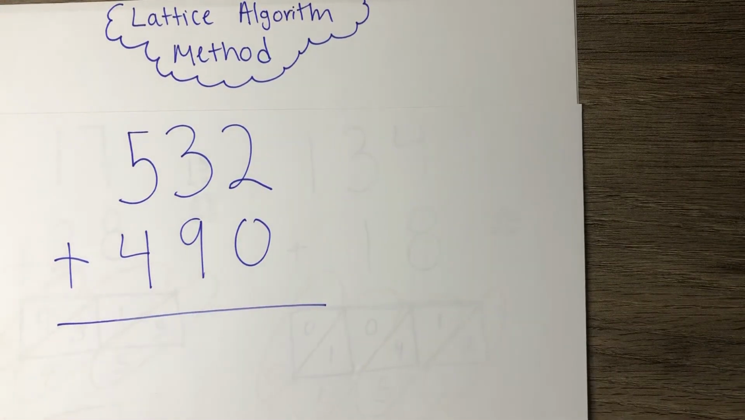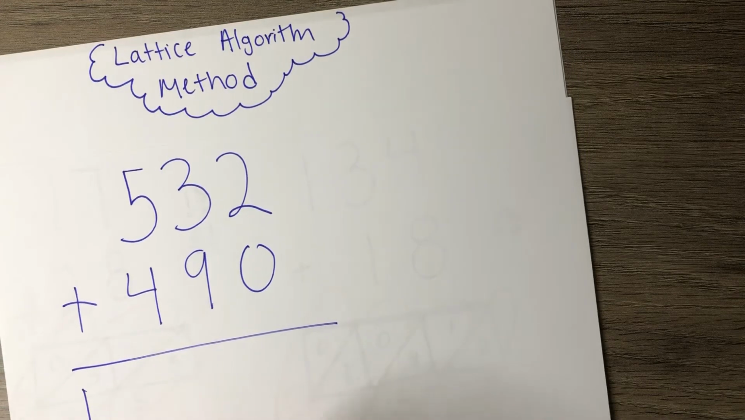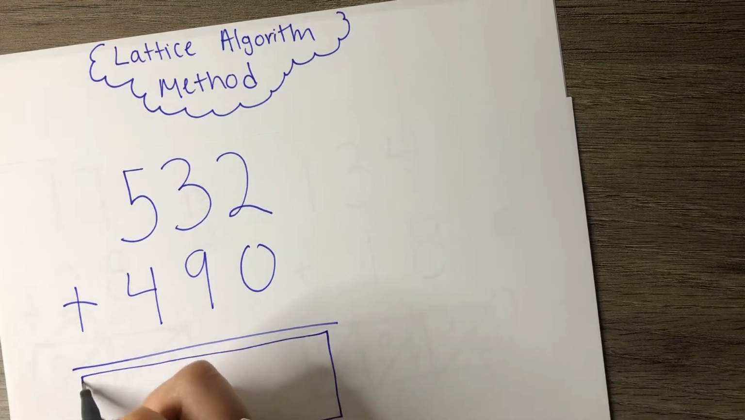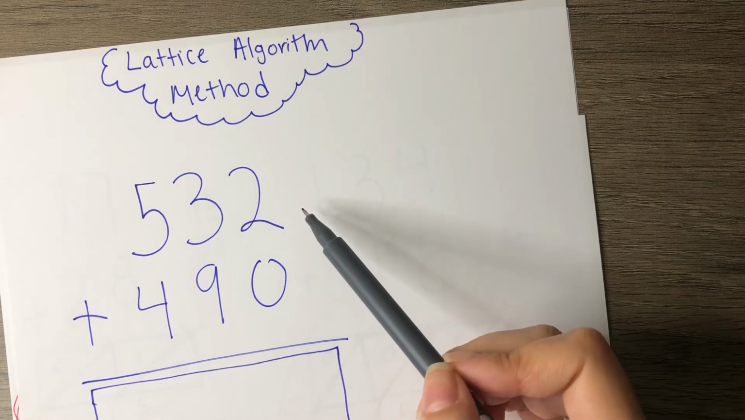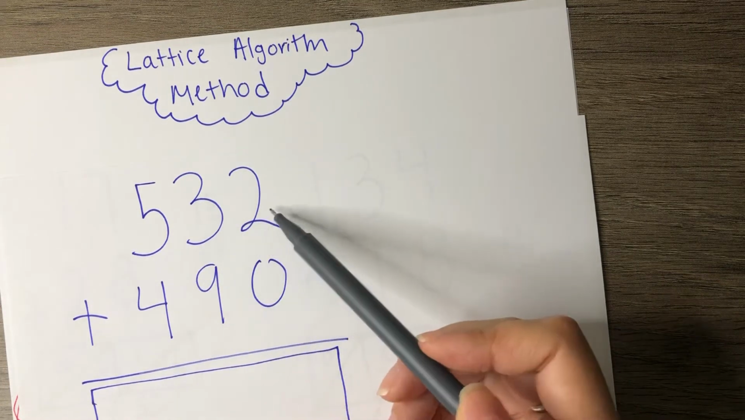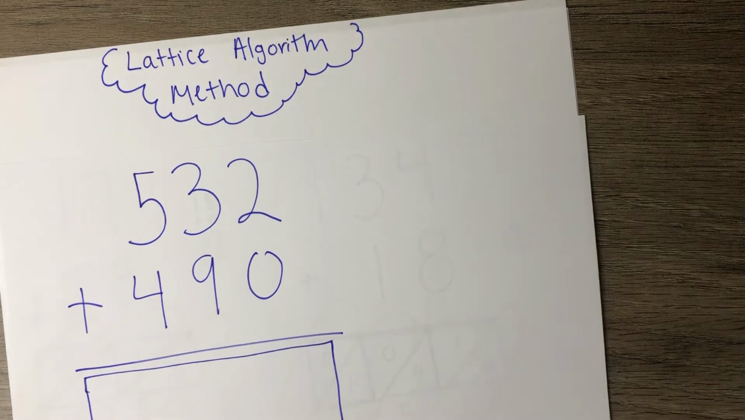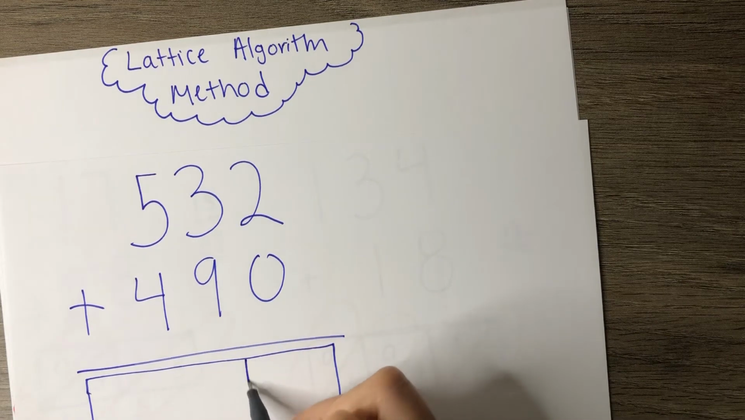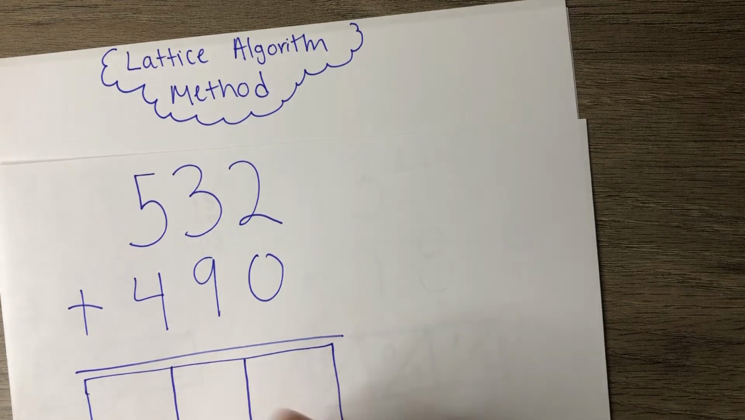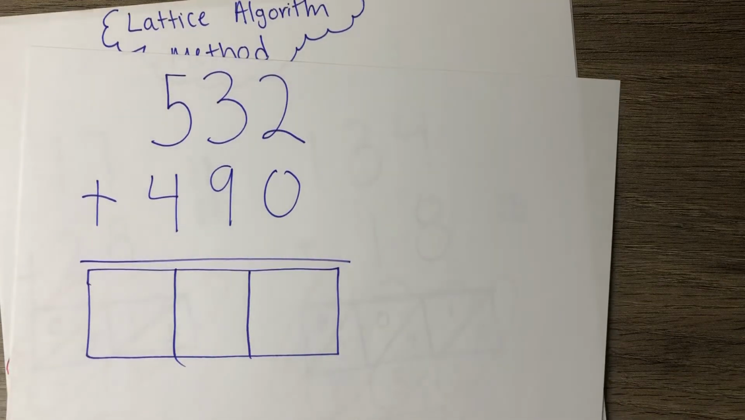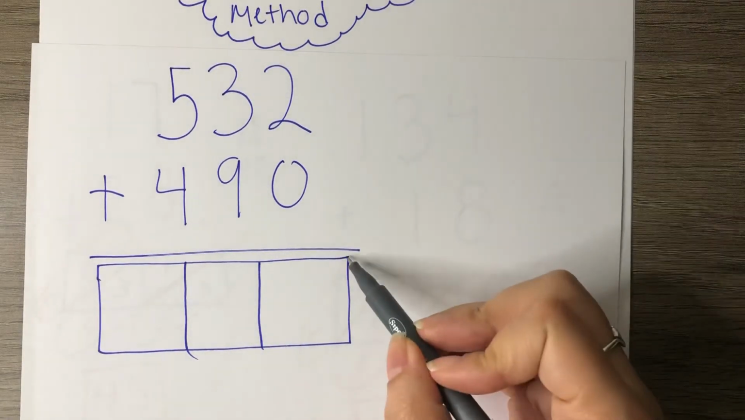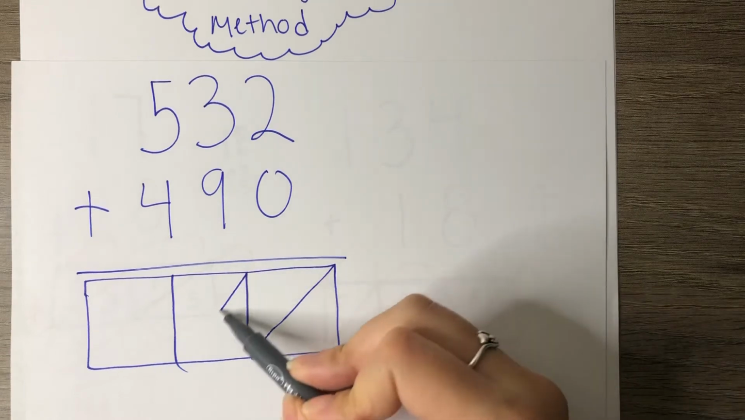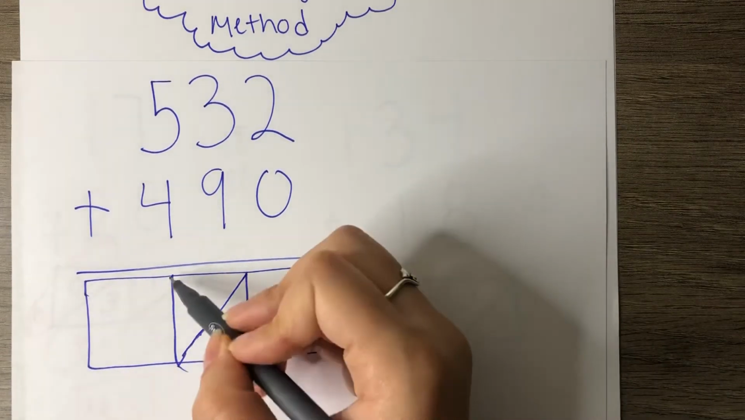So we see our biggest number and figure out how many digits it has, and that's going to help us split up our box into how many sections we need. So our biggest number is 532, and it has 1, 2, 3 digits. So we split up our rectangle into 3 sections. All right. And then we draw our diagonal lines from our top right to our bottom left. Just like that.